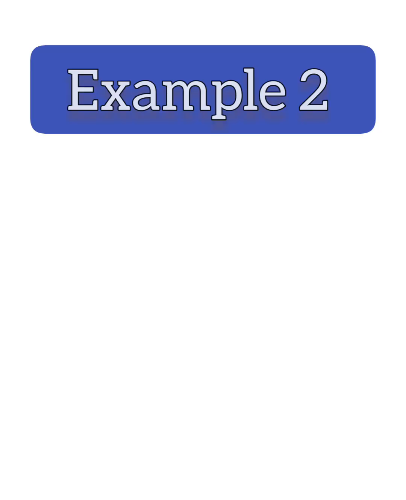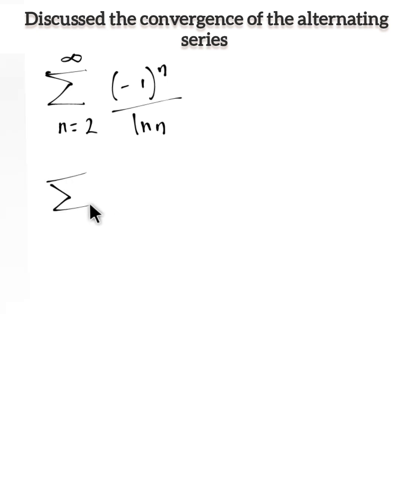Example 2. Discuss the convergence of the alternating series. The series is of this form: the summation from n equals 2 to infinity of minus 1 raised to the power n all over ln n. I want to prove that this series converges. The alternating series has the form: the summation for n equals 1 to infinity of minus 1 all raised to the power n of an.